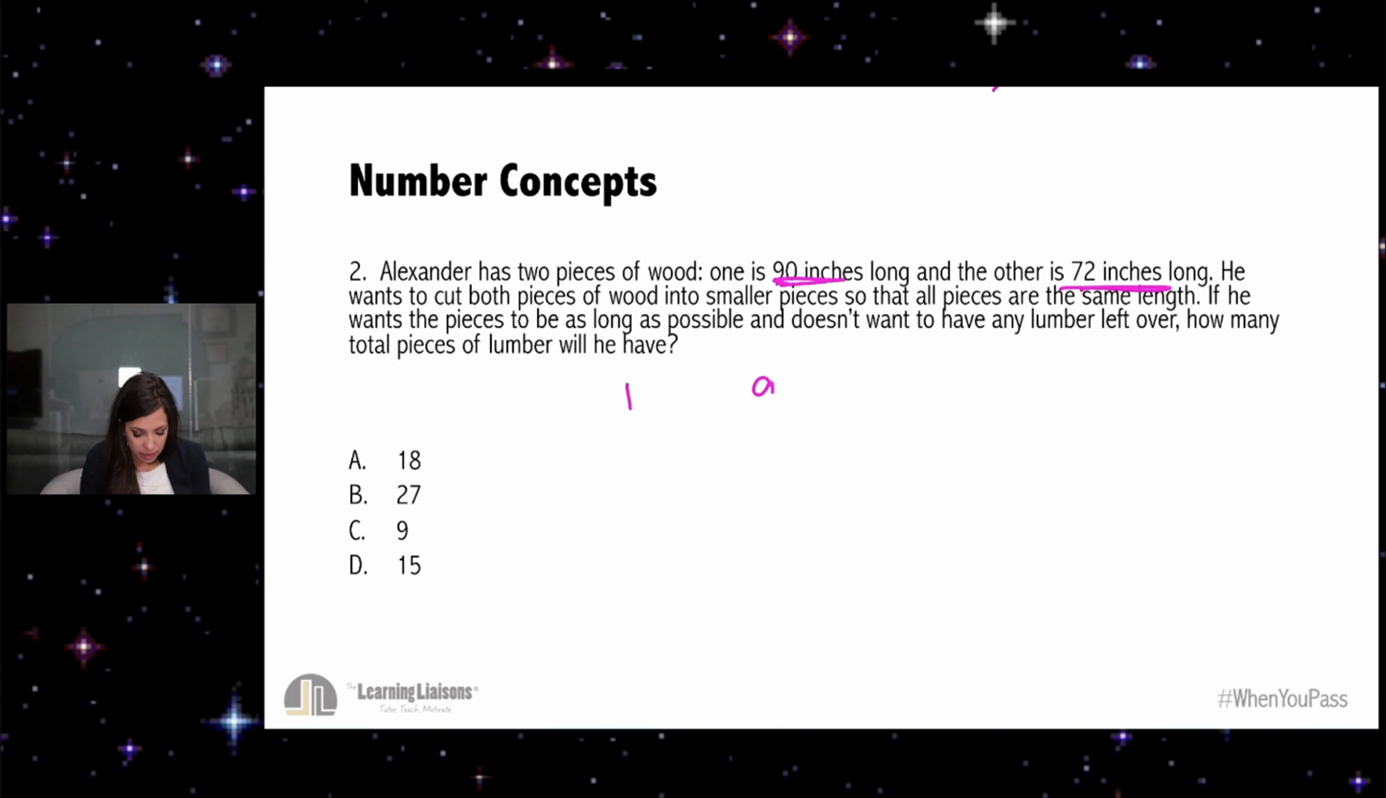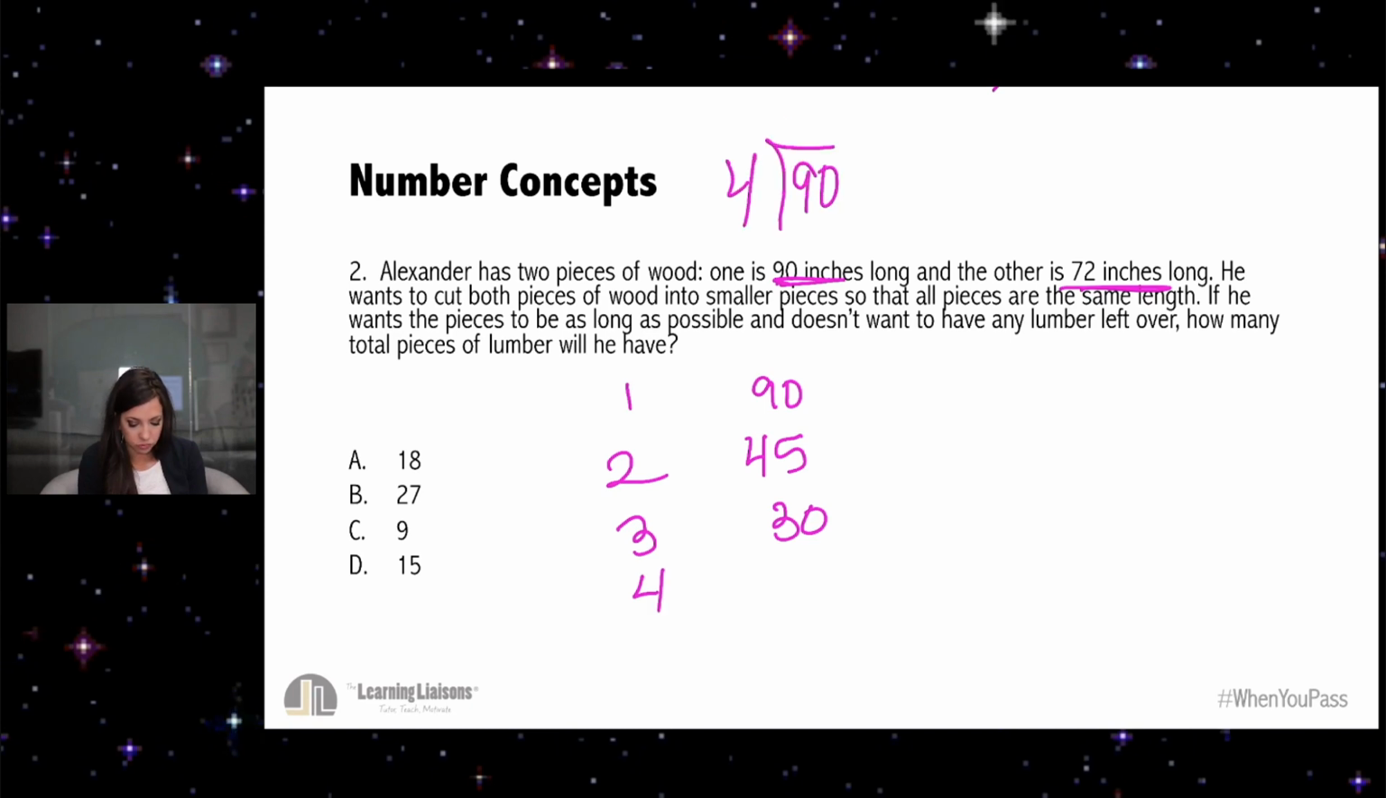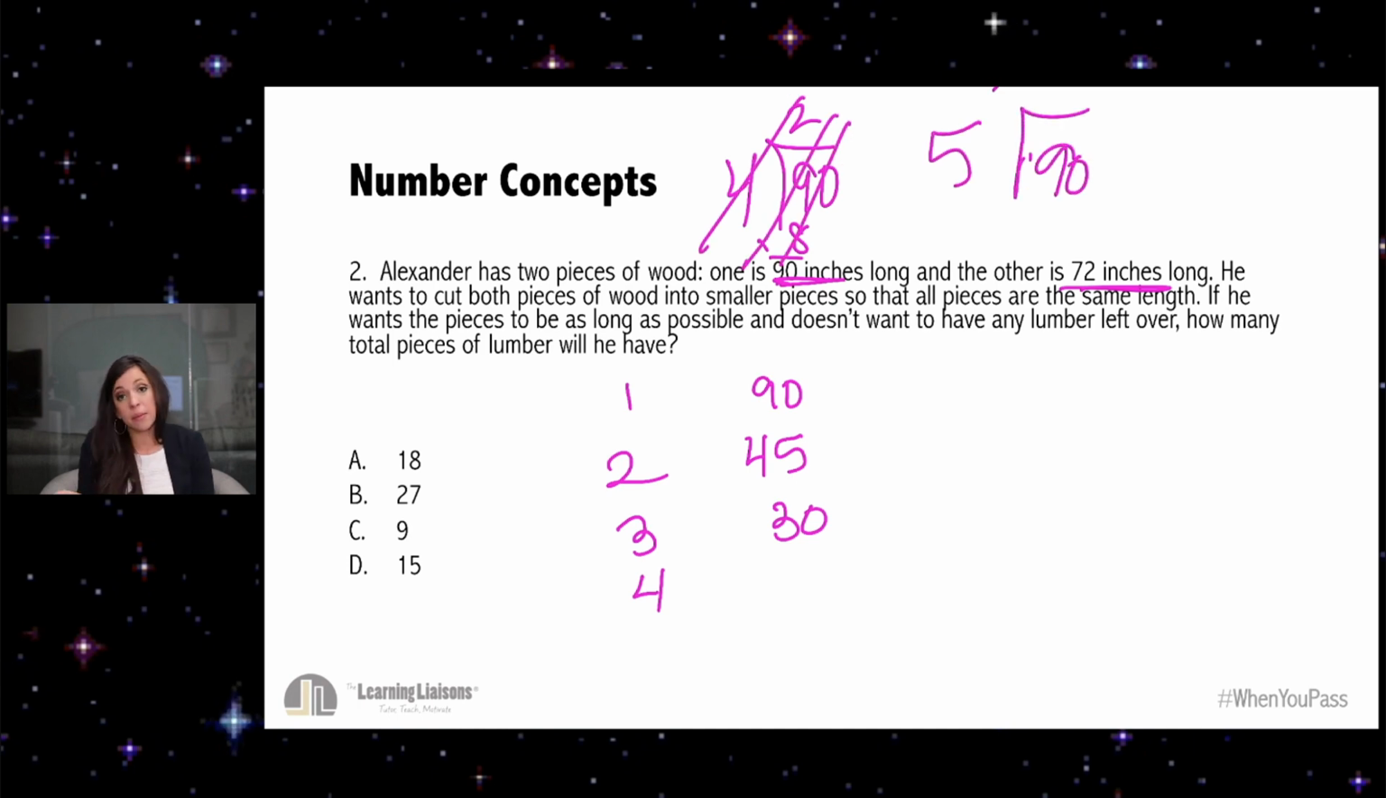So we've got 1 times 90, 2 times 45, 3 times 30, 4 times... nothing, 5 times... and some exams allow you to use a calculator. If you have a calculator, you can use it. So if you don't have a calculator, this is how you can solve it. 5 times 18, and we're going to stop there and start listing the factors of 72 and see what we get.